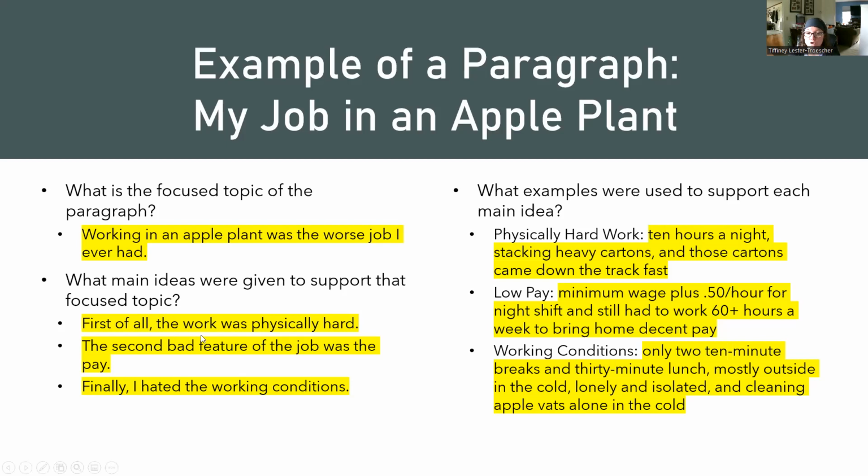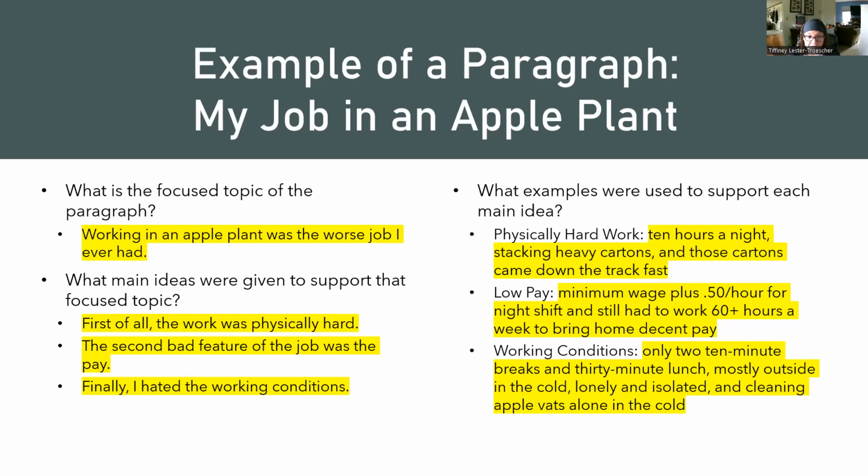Well, first of all, the work was physically hard. The second bad feature of the job was the pay. Finally, I hated the working conditions. So those are our 3 main ideas in the paragraph: physically hard work, low pay, bad working conditions.